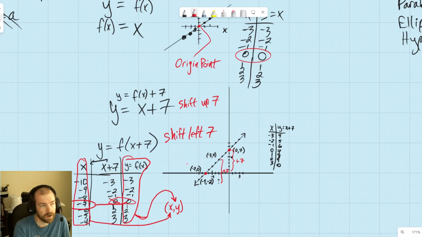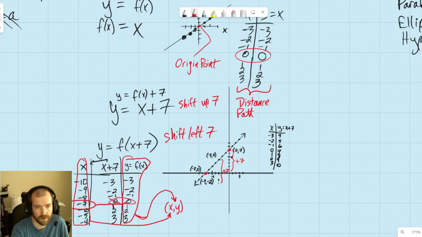All right, and then here's the important thing. This pattern that we had here now is not a pattern of what points you have, but rather a pattern of distances from the origin point, from the new origin point.